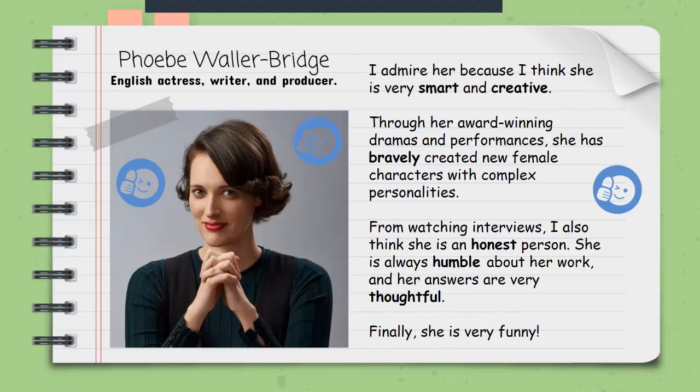Okay, so now that we know how to describe good and bad role models, I want to tell you about one of my role models. Her name is Phoebe Waller-Bridge. She is an English actress, writer, and producer. I think she is a good role model. I admire her because I think she is very smart and creative. Through her award-winning dramas and performances, she has bravely created new female characters with complex personalities.